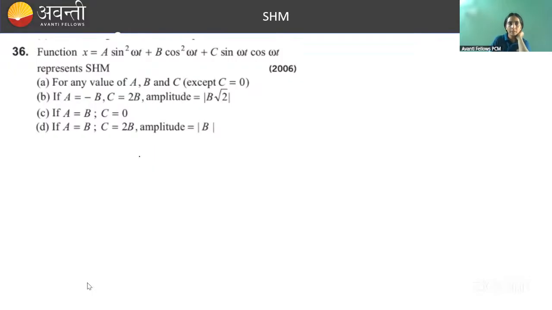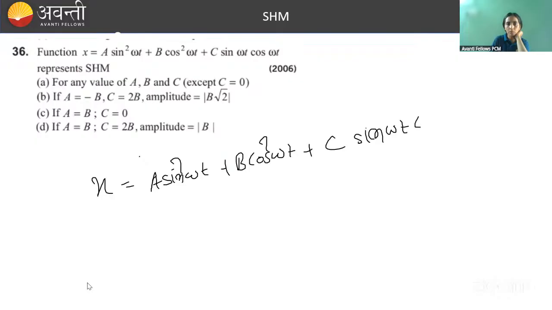Okay, let's do it. X equal to A sine square omega t plus B cos square omega t plus C sine omega t cos omega t. We have to talk about whether this represents SHM. So SHM का जब भी इक्वेशन लिखते हो ना, try to write it in single power of sine or cos. ठीक है? Yes, that one is correct. Yeah. So try to write it in single power of साइन और कॉस.